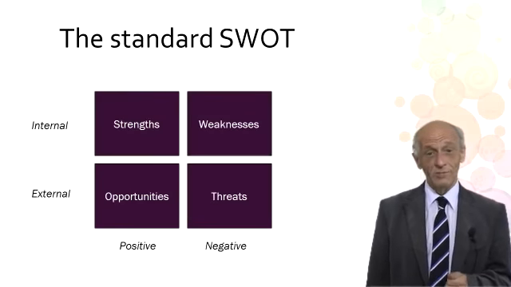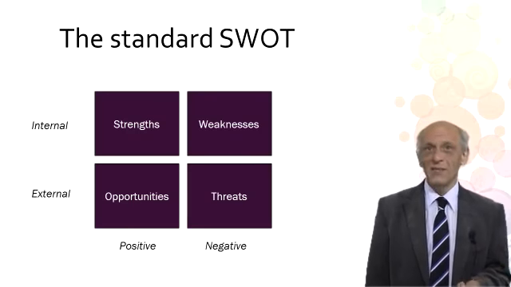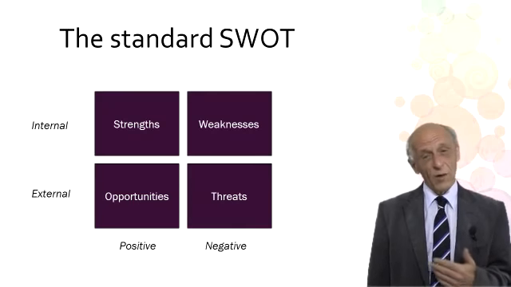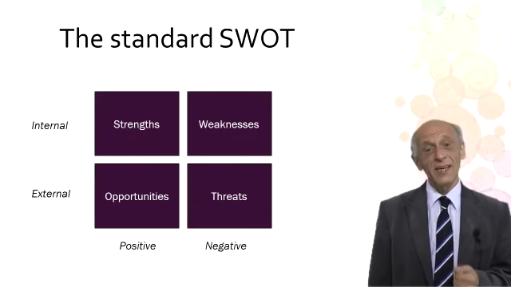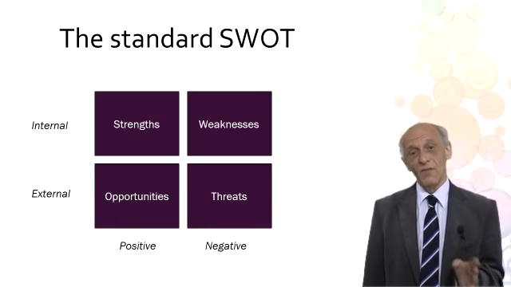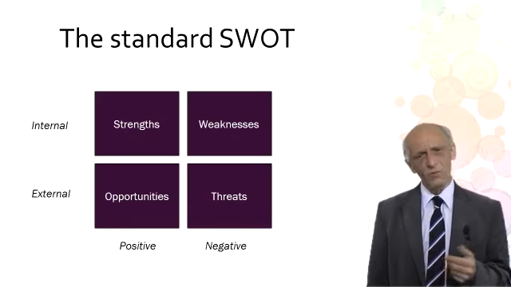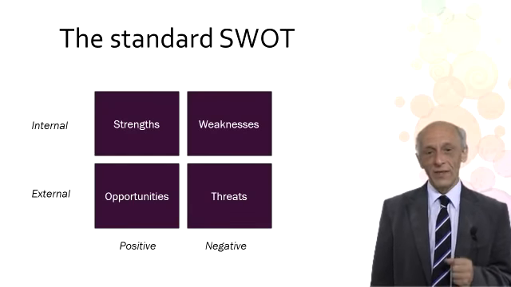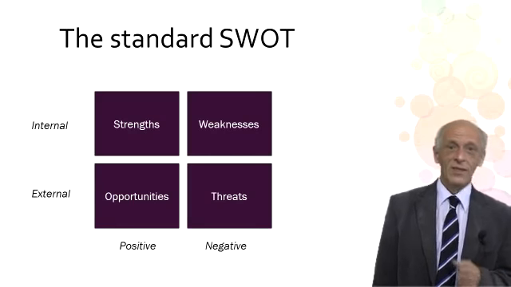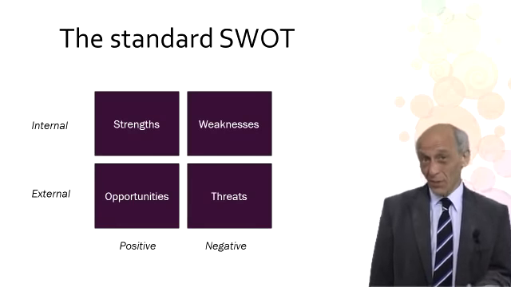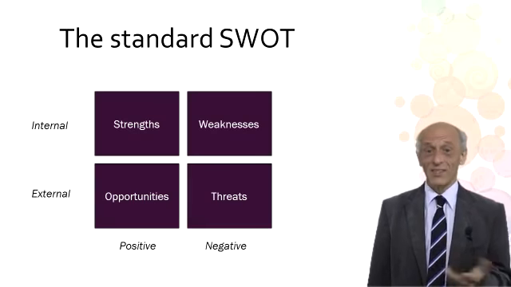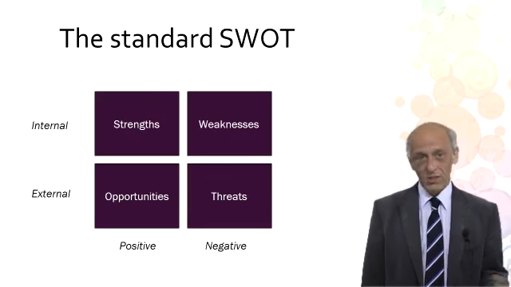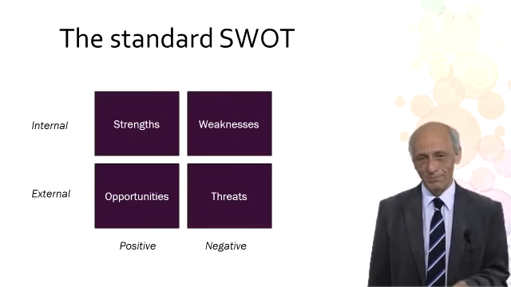Here's the standard SWOT. Four cells, as many of these matrices have. The environment, internal and external, is represented down the left-hand side, and across the bottom we have the positive and negative factors. We're all very used to this. So strengths are internal positive things, weaknesses are internal negative things. Opportunities are external positive things, and threats are external negative things. Standard SWOT, bread and butter, we all probably use it all of the time as a matter of routine.